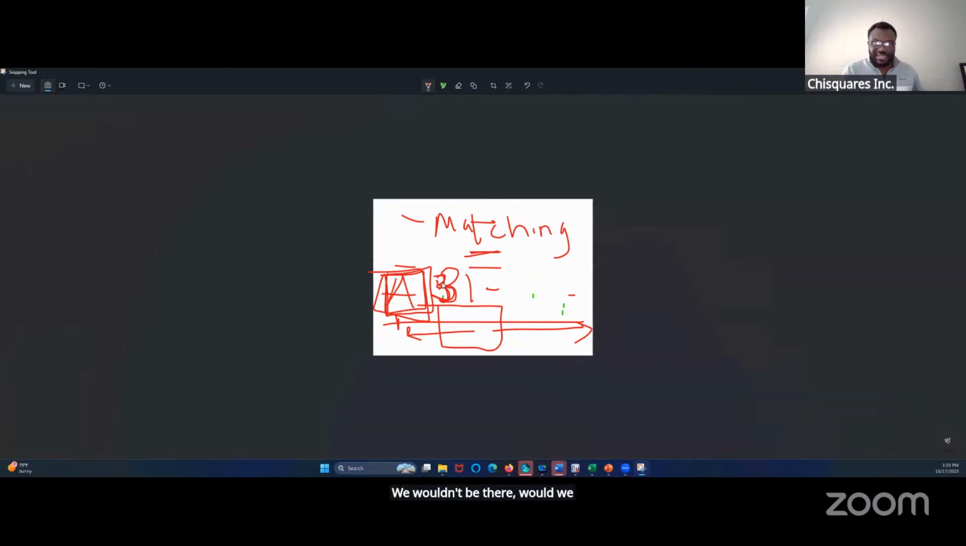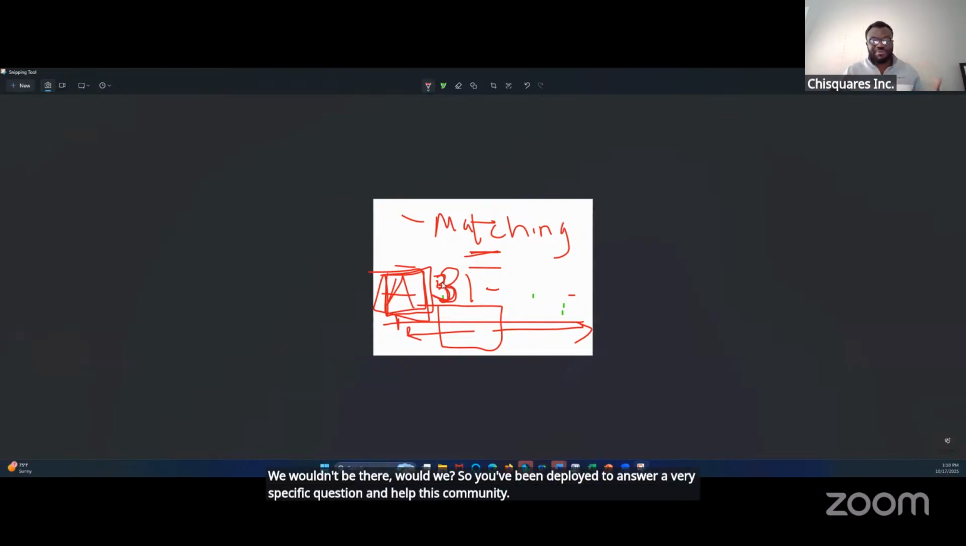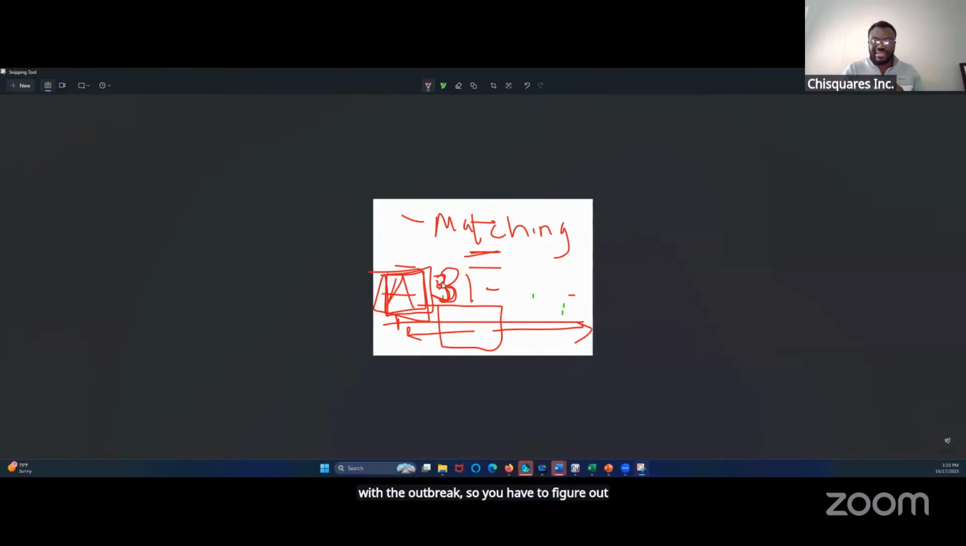So you've been deployed to answer a very specific question and help this community with the outbreak. So you have to figure out why it's happening. And that's the power of case control studies, right? You have an outcome and you have anything under the sun that could have caused it. And then you make sure you collect detailed information on each of the exposures.